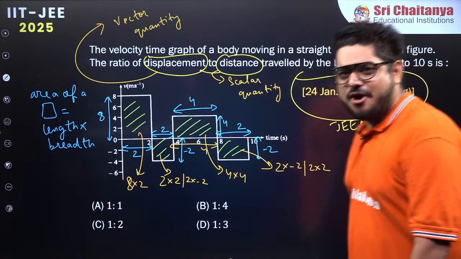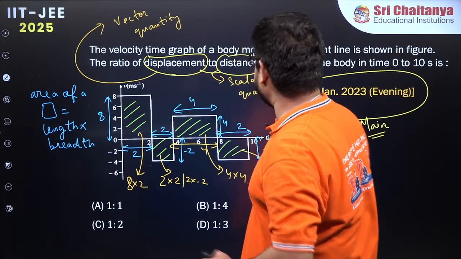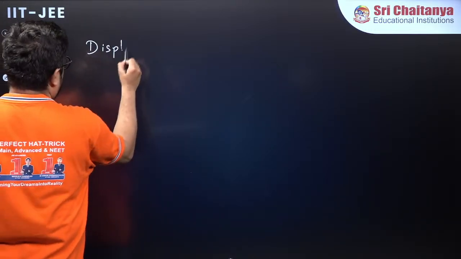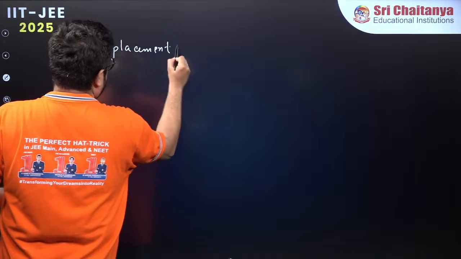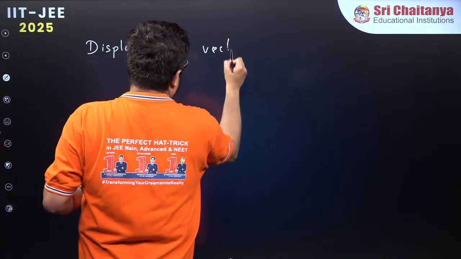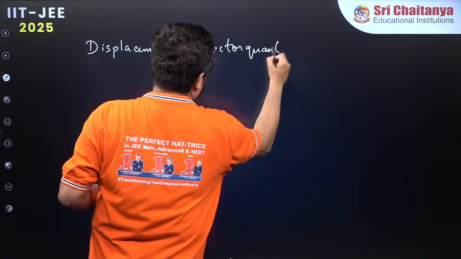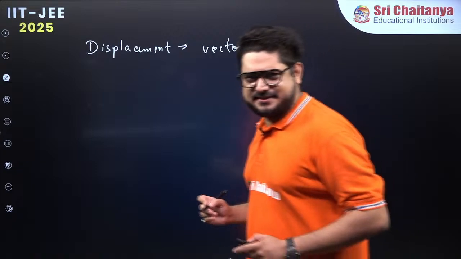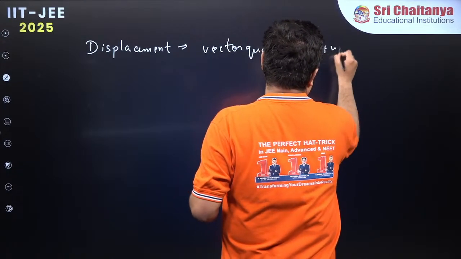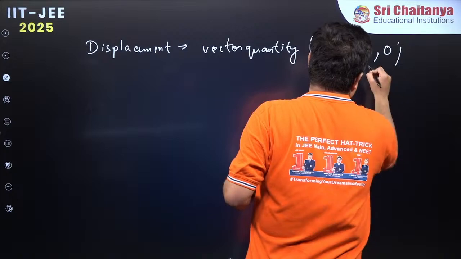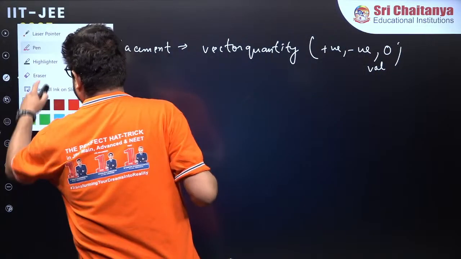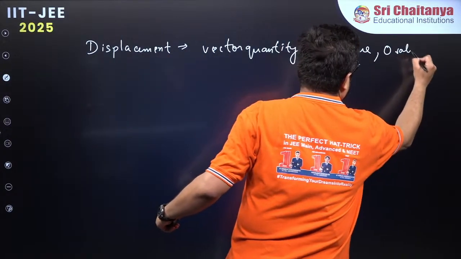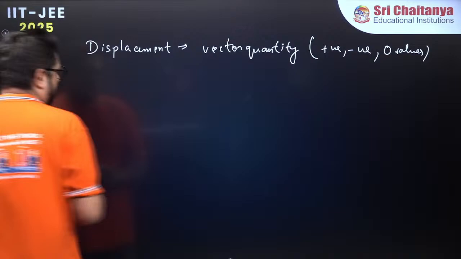Now for displacement, what are they asking? The ratio of displacement to that of distance. So see everyone how to calculate the displacement. Always remember that displacement is a vector quantity, which will be discussed in the upcoming days, and it can be associated with positive, negative, or 0 values. It can have positive, it can have negative, and it can also be associated with the 0 values.